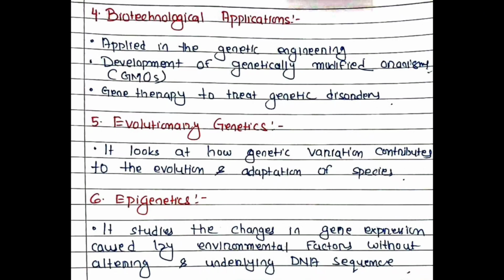Then the evolutionary genetics. It is a different part of biogenetics. It looks at how genetic variation contributes to the evolution and adaptation of the species. The genetic variations occur in such a way that the species can adapt to the current environment. We know the climate on the earth is changing day by day, and the genetic variation occurs in such a way that one species can adapt to its surroundings easily. This is known as evolutionary genetics.